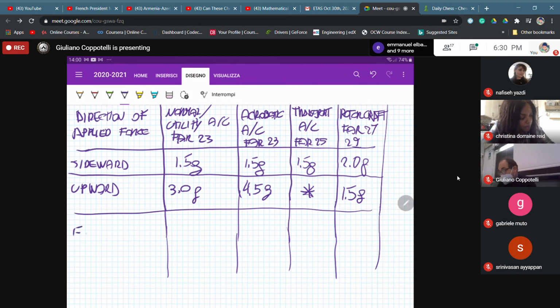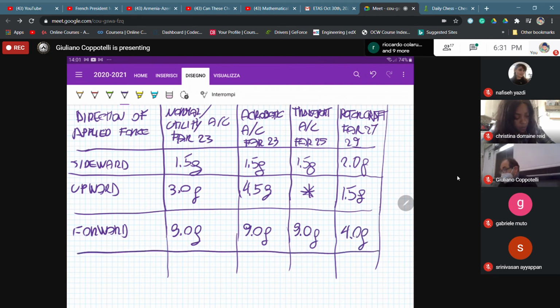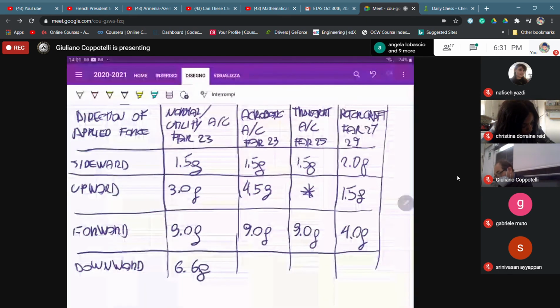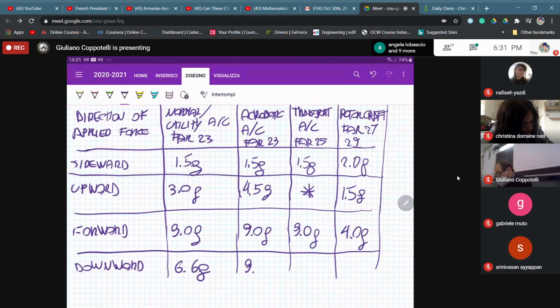Forward direction, we have 9G, 9G, 9G, 4G, corresponding to the different aircraft. Okay, and specifically downward, we have 6.6 G, 9G, specific for transport, and 4G.